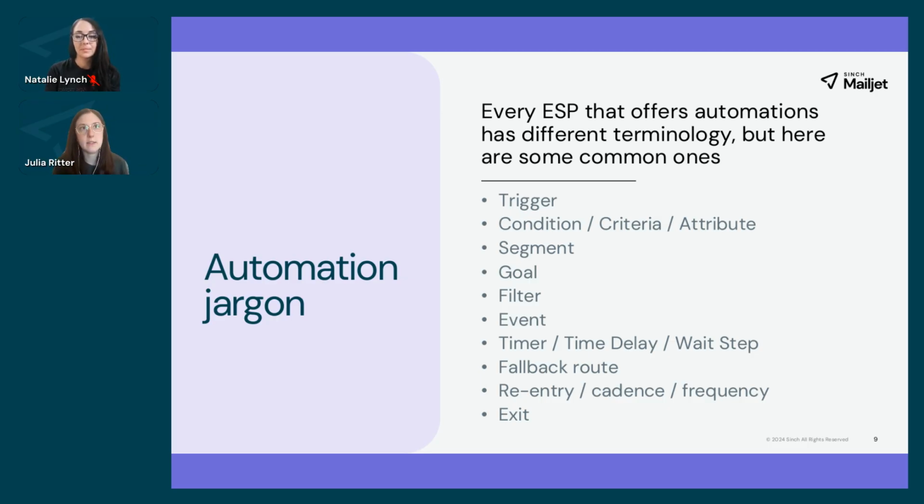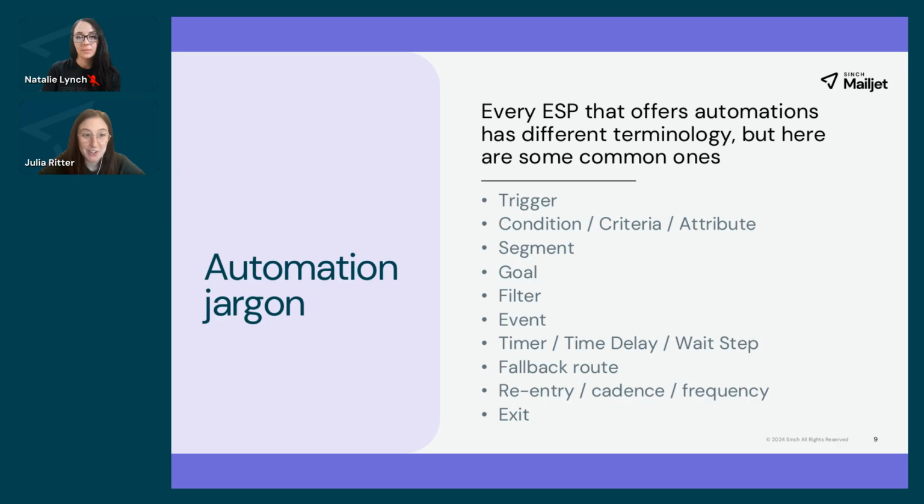Fallback route. This is something that if they don't meet the flow criteria in your main flow, and Natalie can explain this a little bit further later, they have a fallback, where they're still receiving something, or they're still getting updated in some way, but it's not the main path that you expected.